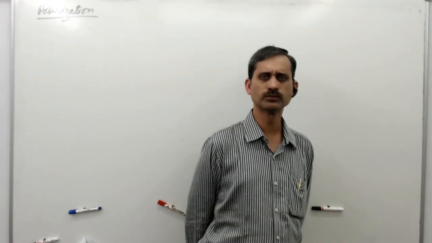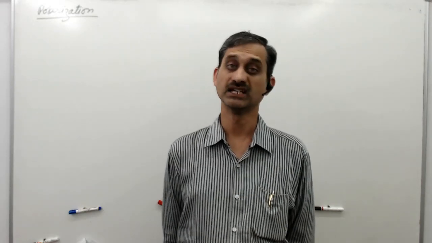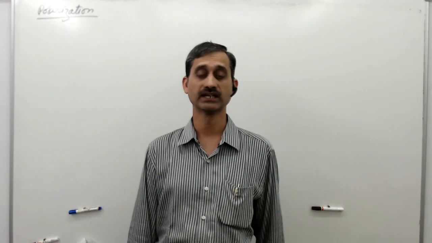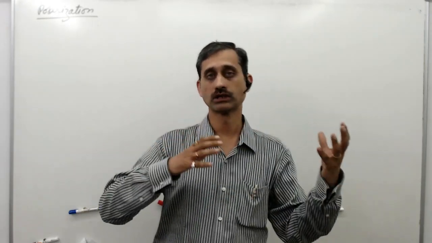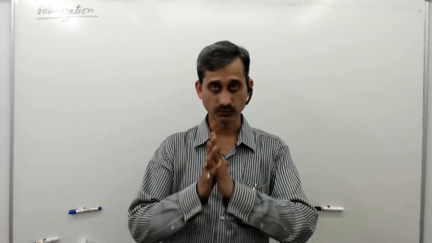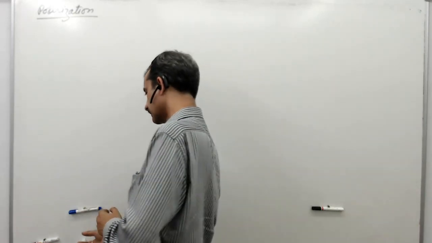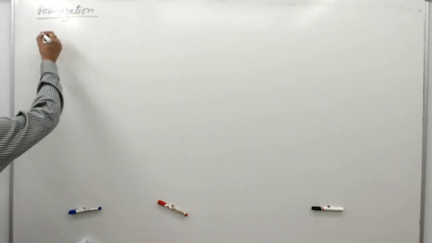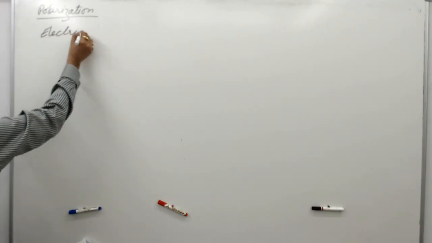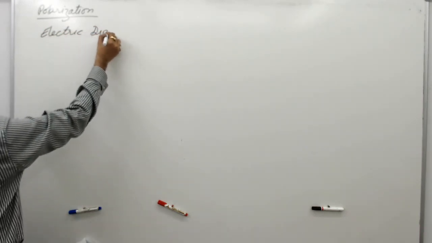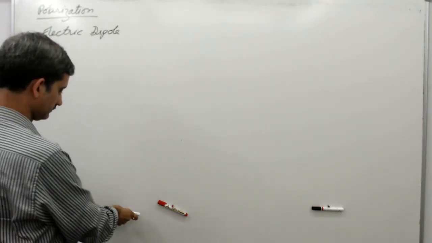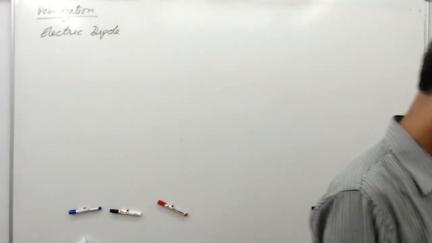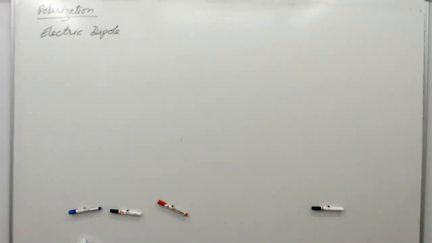Now we can have so many poles. We can have magnetic dipole, electric dipole, geographical dipole, Cold War-like power dipoles, and so many others. But what we are mainly concerned with is the electric dipole. So we are going to talk about something called electric dipole.